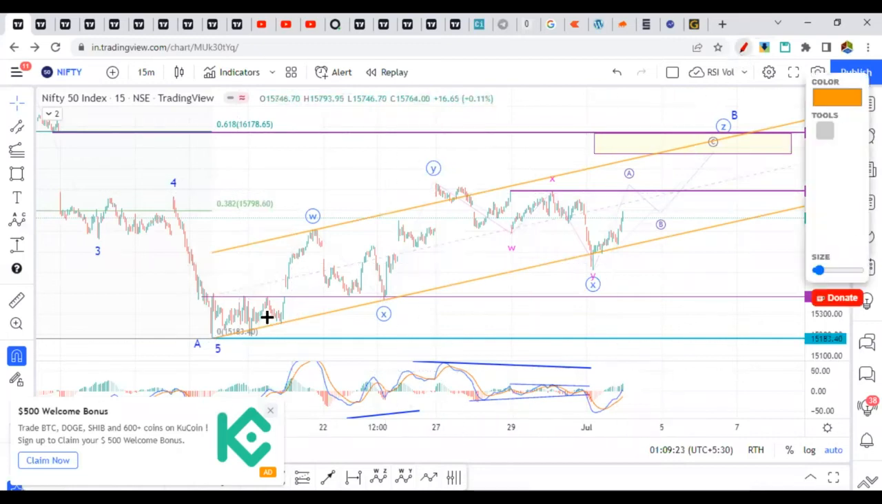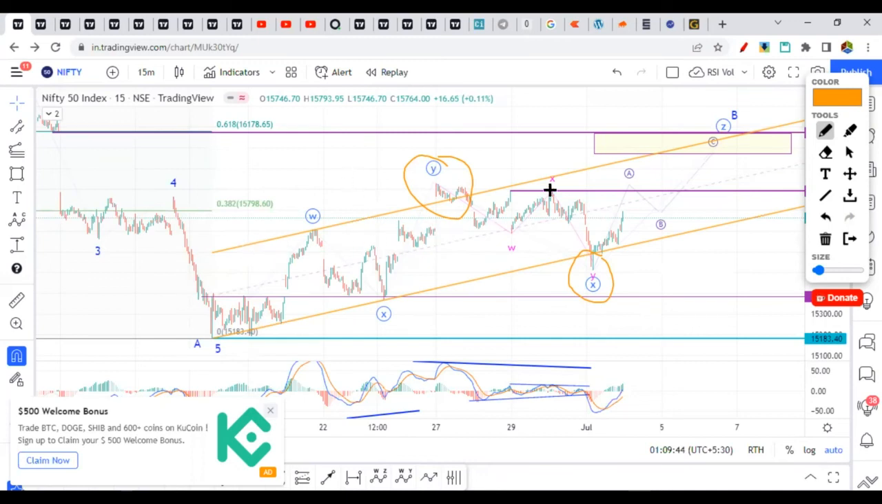One more thing, if you consider the base channel itself, here it has given the throw over above the channel, and this is the throw under. So this satisfies the criteria of channel break, and if there is a channel break on the upside, then there will be a channel break on the downside. This is one of the concepts that you need to remember.